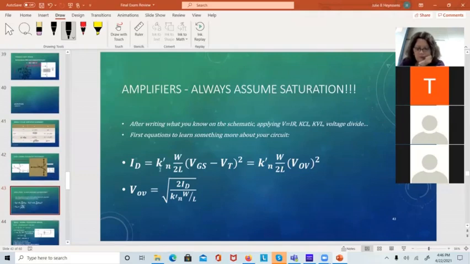For amplifiers, you can always assume it's in saturation. For hand calculations, if I'm not asking you to calculate current directly, you can ignore the channel length modulation and just go to this equation. If you know VG, you know ID; if you know ID, you know VGS.